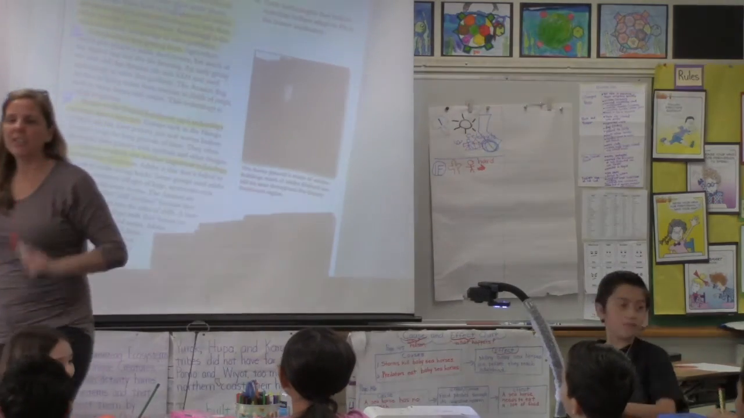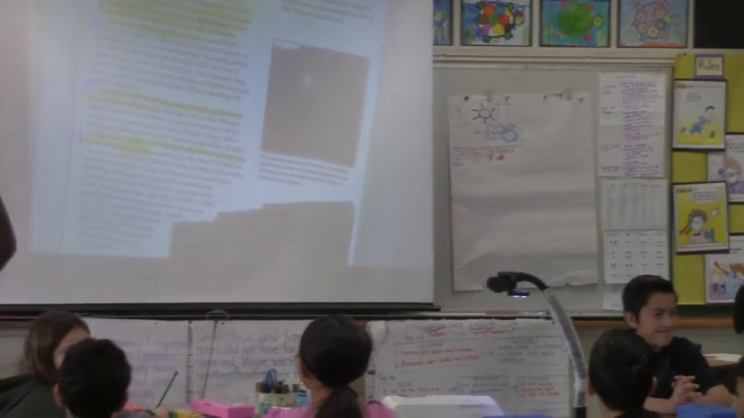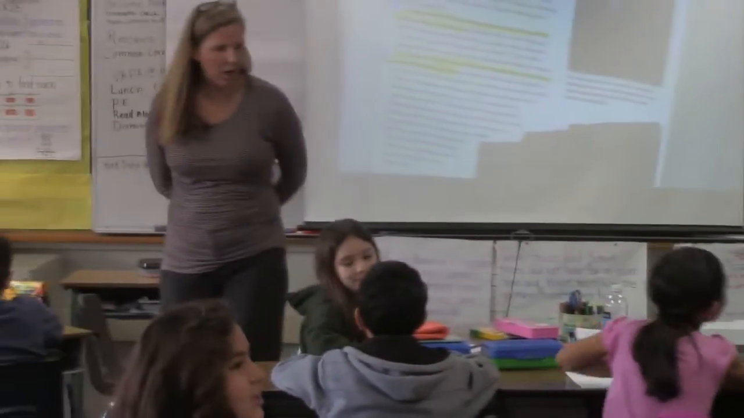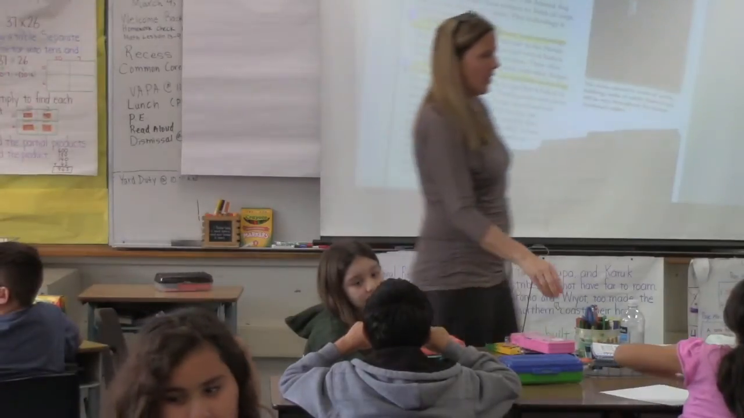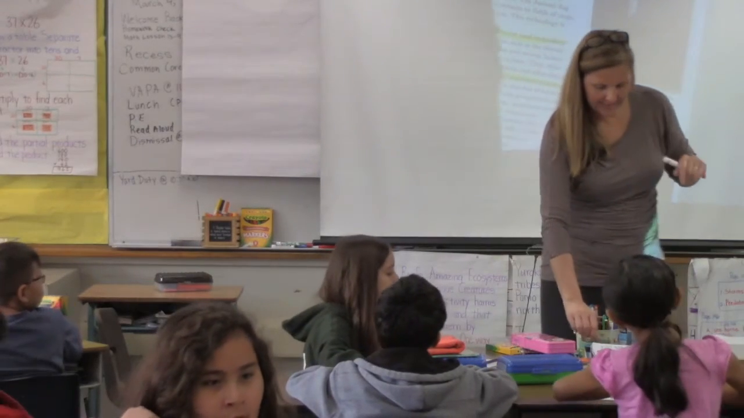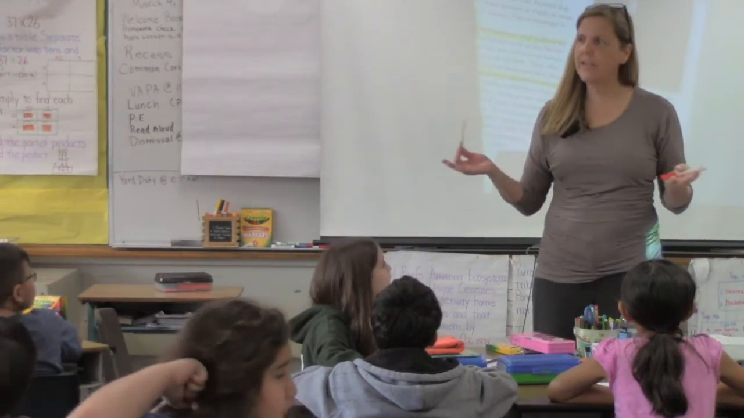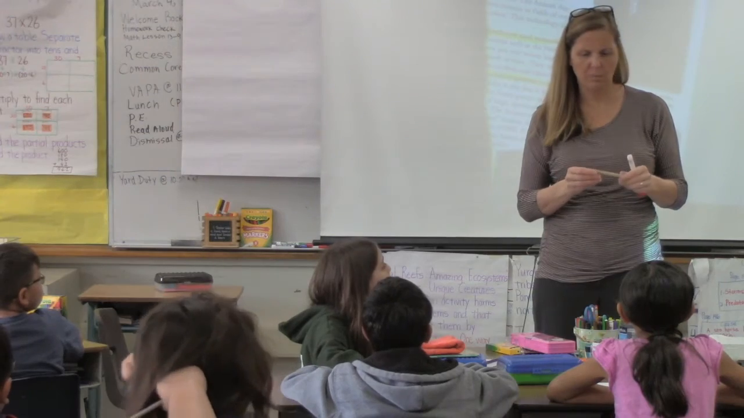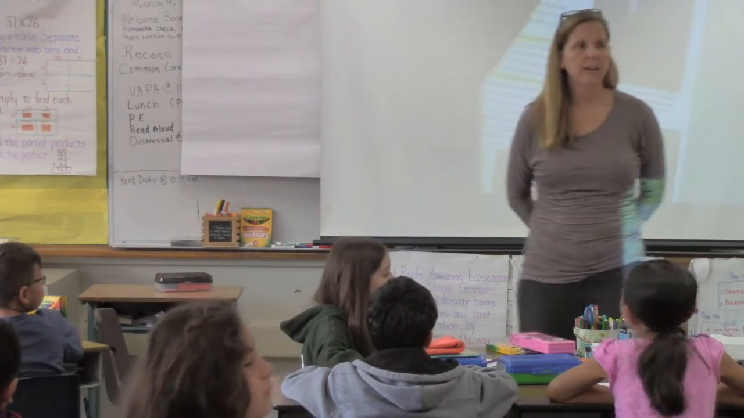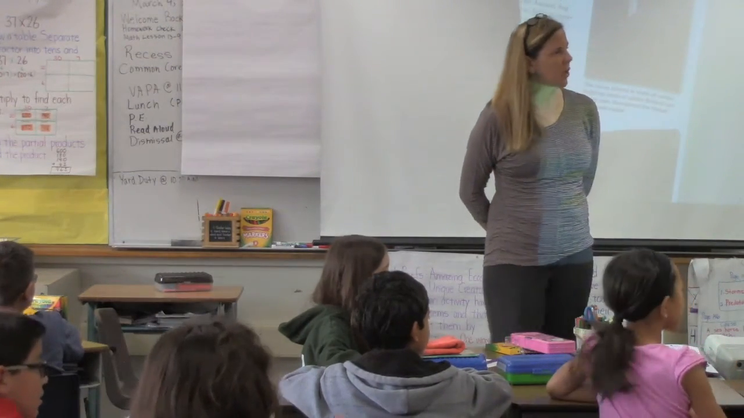Tell your people at your table, why would life be difficult or hard in the desert? Tell the people at your table, go. Okay, eyes up here. Ooh, look how everybody just stopped when I said eyes up here. I love this group. Number 3, where are you? Why would life be difficult in the desert?